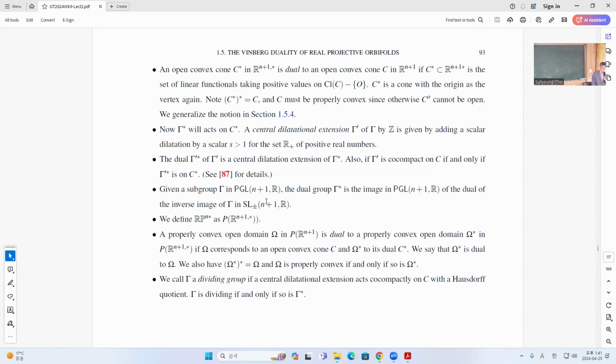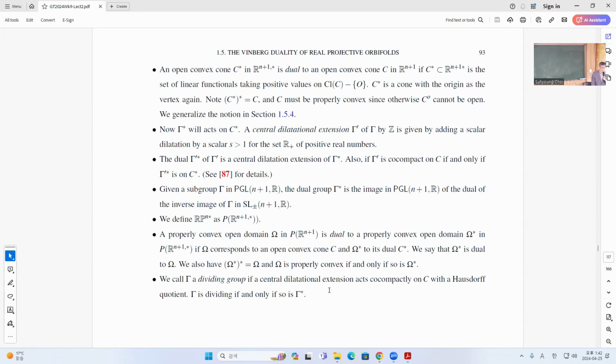So if you have a group in PGL(n, R), you can also get a dual group using gamma star here, taking the inverse image and so on. RP^n star is defined as the projectivization of (R^(n+1)) dual. There should be no parentheses here. The properly convex open domain is dual to a properly convex domain. Omega corresponds to a convex open cone and C star to the dual cone. Okay, so the dual of this is itself.